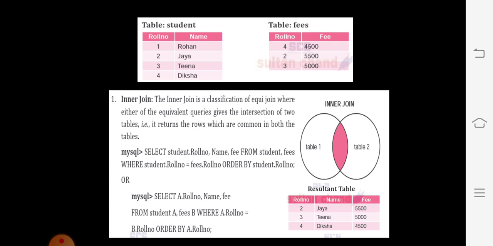The classifications of equijoin are less important for your syllabus. It is not added in your syllabus.